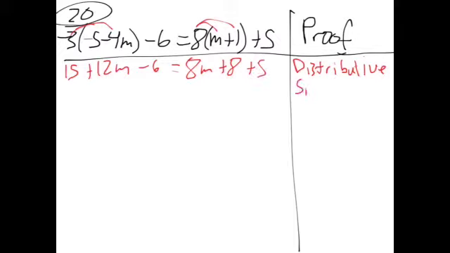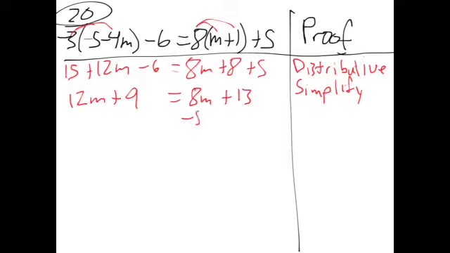And I'm going to simplify at this point just to have less things around. Left side is going to give me 12m plus 15 minus 6 is going to be 9. And then on the right side, 8m, that's an 8. And then 8 plus 5 is going to be 13. And now I'm going to subtract both sides by 8m. And what lets me do that is the subtraction property of equality.